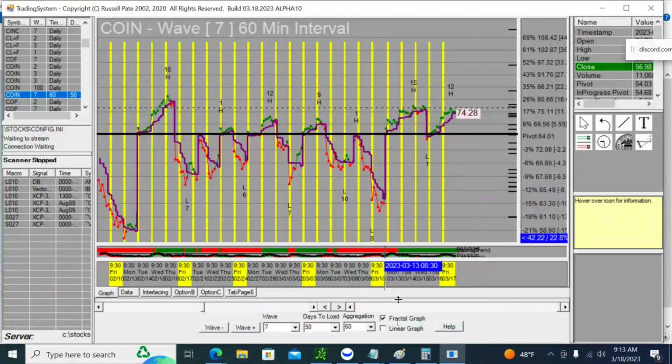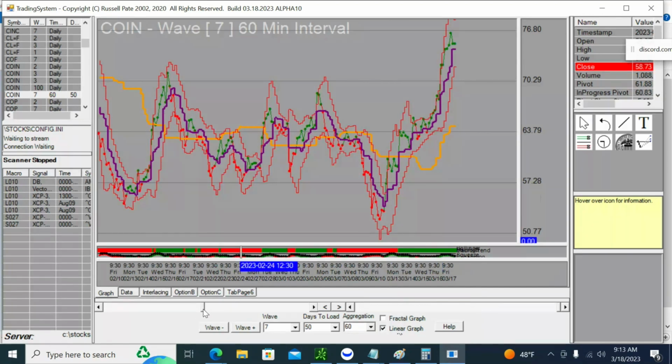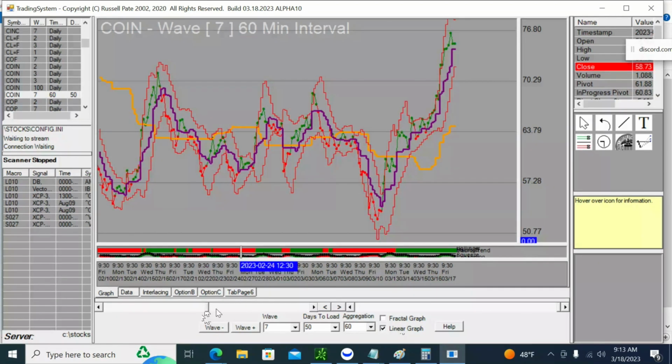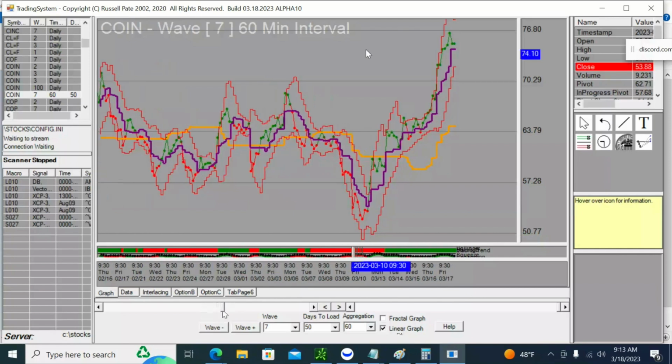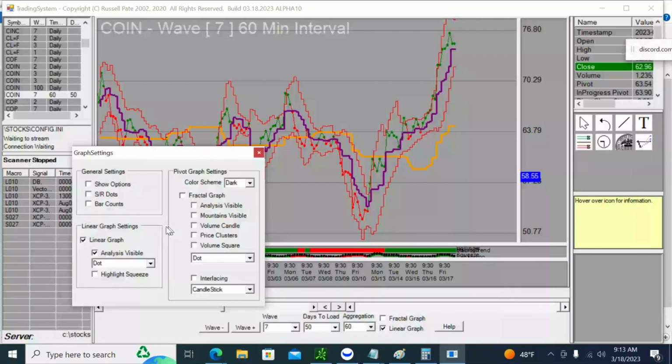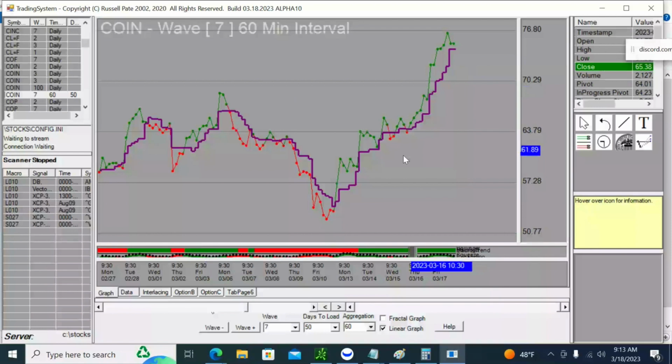Oh yeah, and down below there's a button, fractal graph or linear graph. If you turn on the linear graph, you're seeing the same information we see on the fractal side, just on the linear side. Let me do something. I'm going to go to the graph settings, say analysis, turn that off, and leave this as a dot. So you can see this has a different view to it.